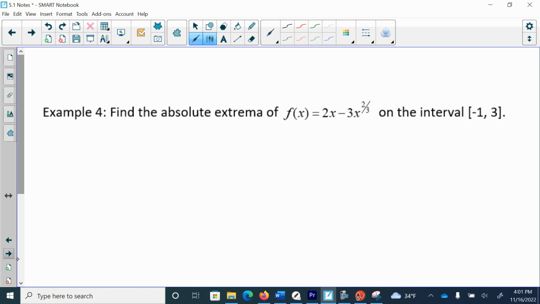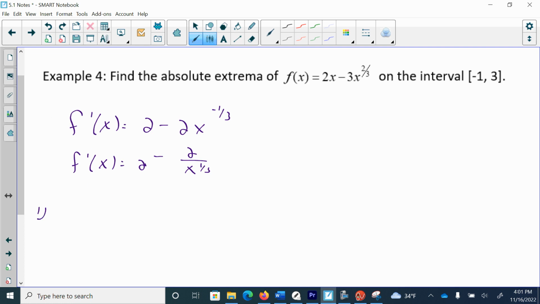All right, example 4, find the exact absolute extrema on the interval of -1 to 3 of the following equations. So the first thing I'm going to do is find the derivative. So the derivative of 2x is 2 minus, and then 2/3 times x to the negative 1/3. So I'm probably going to rewrite that as 2 minus 2 over x to the 1/3.